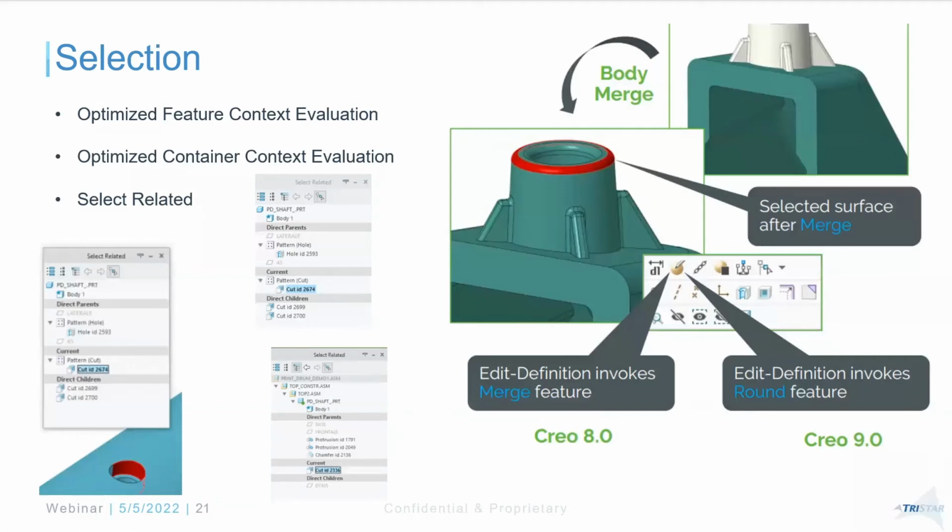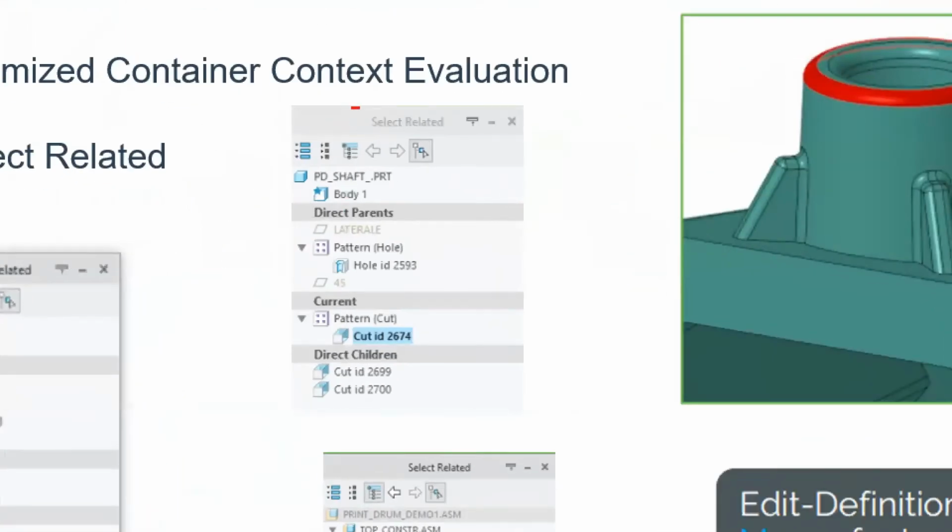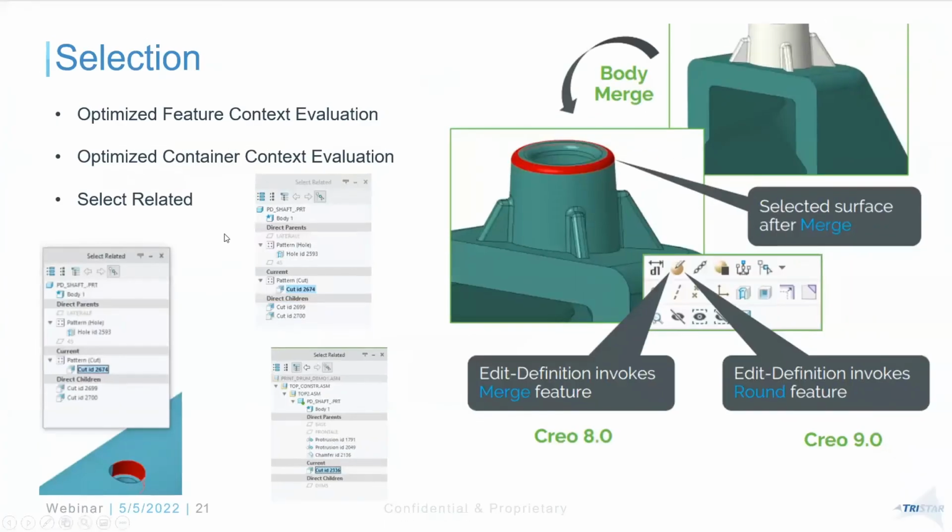There's also better visibility on parent-child relationships with the tree. They're calling it a select related tree, for situations when you use surfaces, quilts and bodies. It's nice to see a quick snapshot of the feature that I'm looking at and its direct parents and children. You still have your reference viewer, but it's nice you have that. It can be pinned, it can be docked. That's a new one in there.